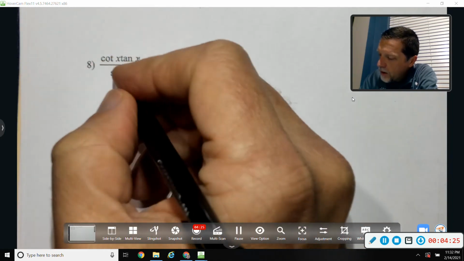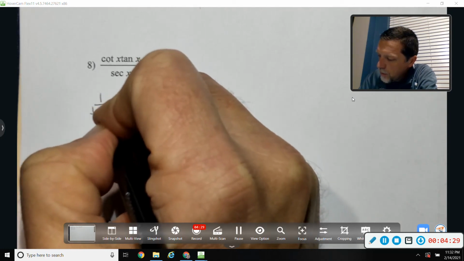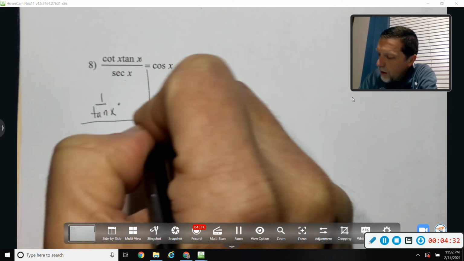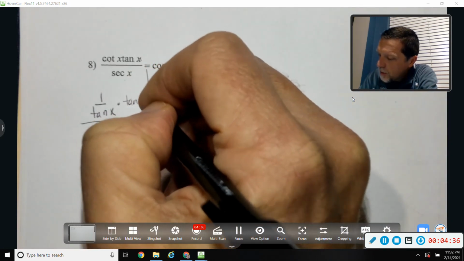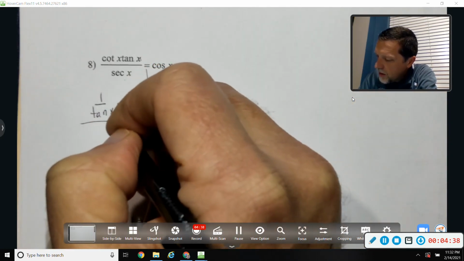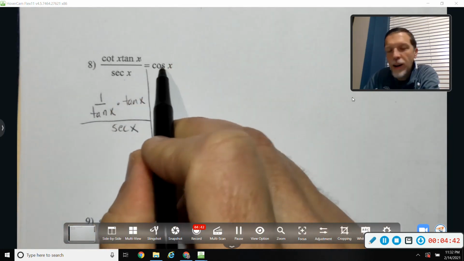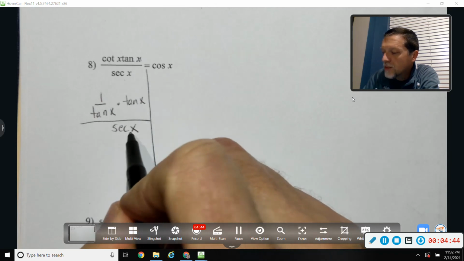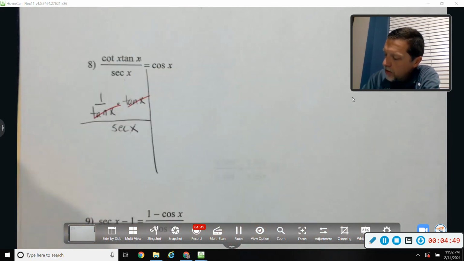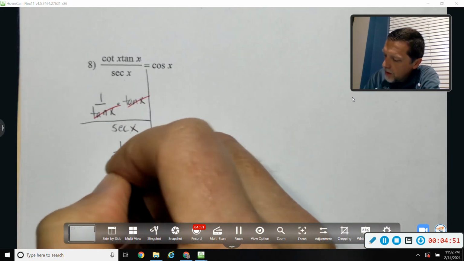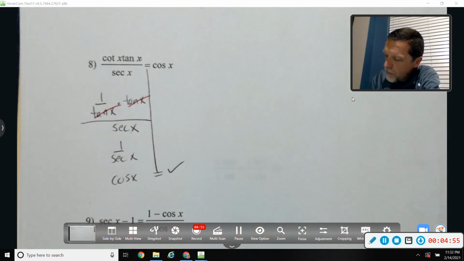Or I could write cotangent as 1 over tangent. And then rather than writing tangent as anything else, I'm going to leave it as tangent because then they would cancel out. I think I'm just going to leave secant on the bottom as well because I've peeked ahead and I know that 1 over secant is cosine, so I know I'm almost there. Tangents will cancel. 1 over secant of x is cosine of x. And so we're good.